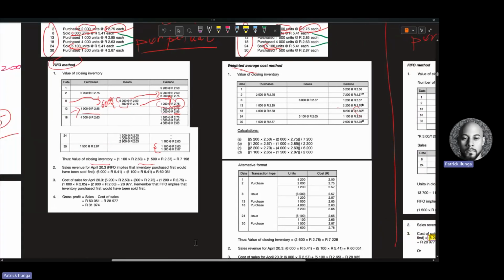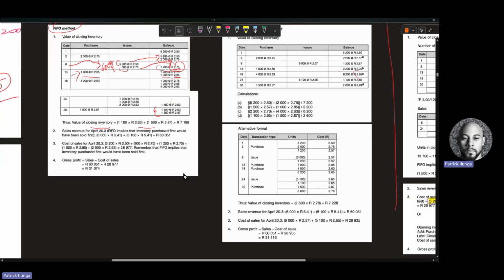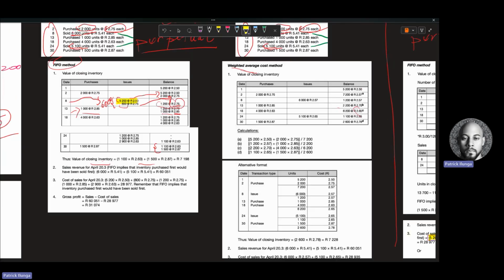I trust this is quite clear. So we are close to the end. There are two other questions that we had to deal with. The first is the cost of sales. What will be the cost of sales? You will be looking at all the sales that happened. Remember, there were 6,000 units, and there were also 5,100 units.